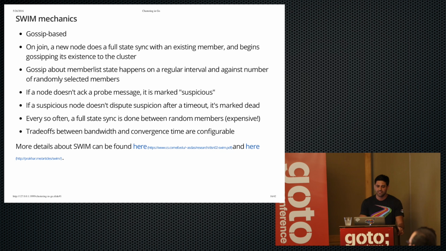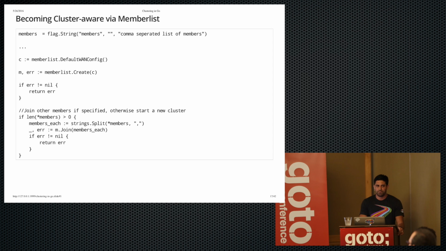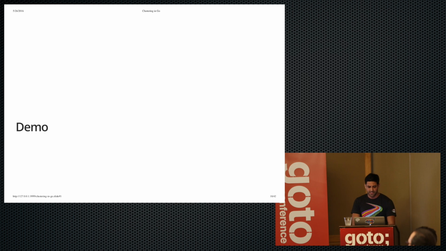Cool. So your nodes becoming cluster aware using member list is actually relatively straightforward. This is the code snippet behind it. You basically set a config and then create the member list instance and then join another member list node if there are others. That's pretty much it. At that point, the cluster does things on its own. So let me show you the whole does-things-on-its-own part.